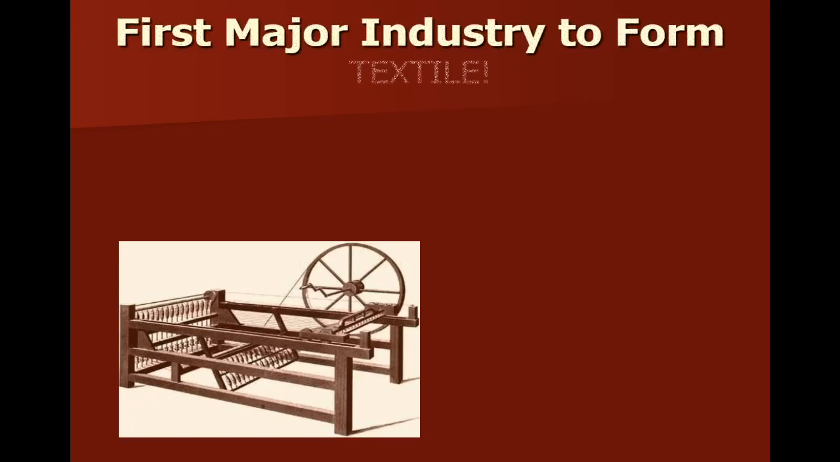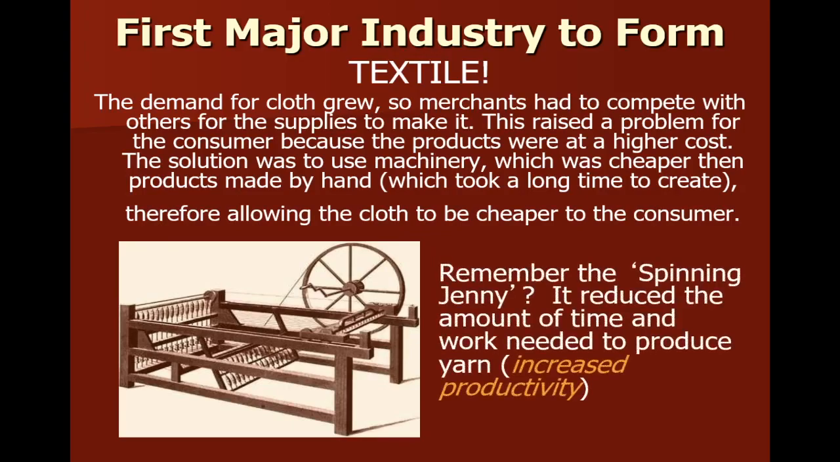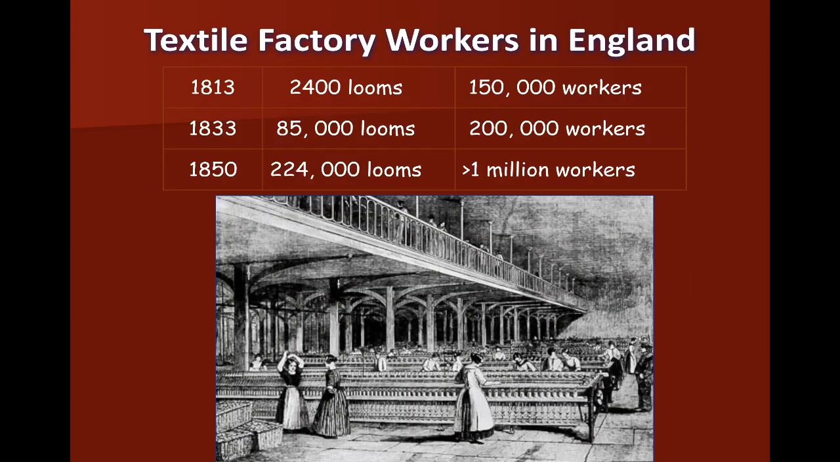Now, the first major industry to form is going to be textile, like we just talked about. So the demand for cloth is going to grow. This is going to be a problem, though, because consumers at this time were paying a really high cost. So the solution is going to be to use machinery, because machines are more efficient than people in creating product. So their output's going to be a lot more efficient. So keep this in mind. We're going to talk about the spinning jenny a little bit later. It reduces the amount of time and work needed to produce yarn. So this means increased productivity.